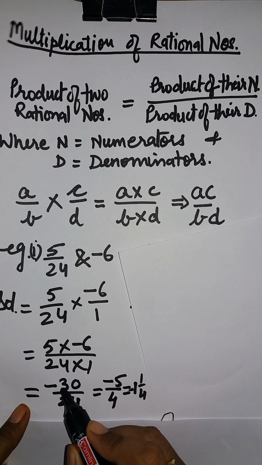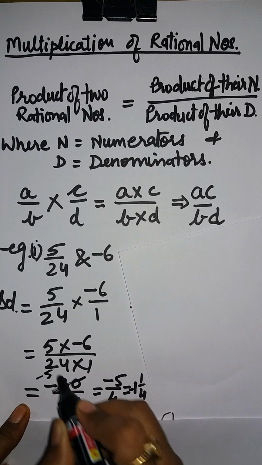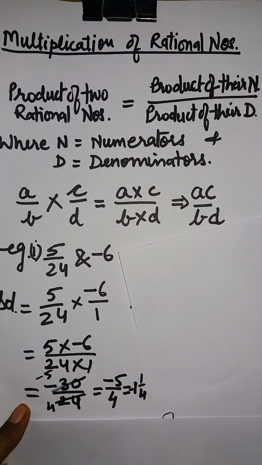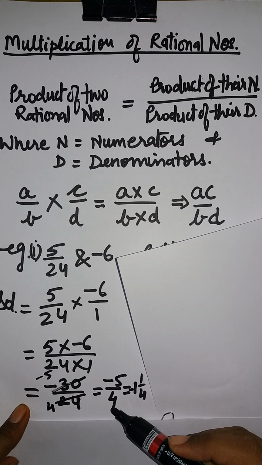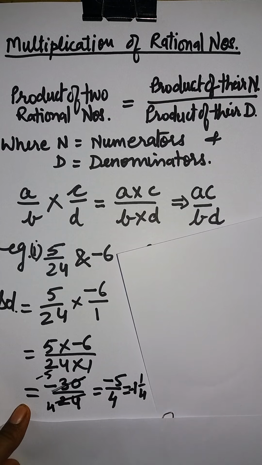We simplify it by the common factor 6: minus 5 upon 4. So minus 5 upon 4 is the result. Finally, we convert this into a mixed number. Minus 1 and 1 by 4 is the answer.